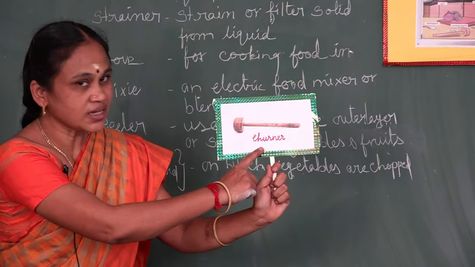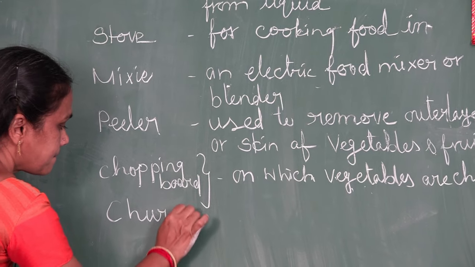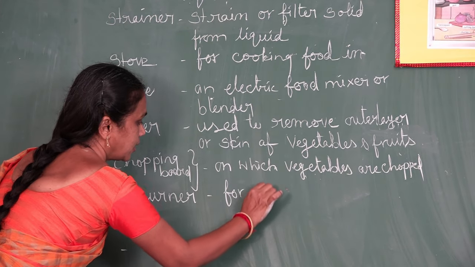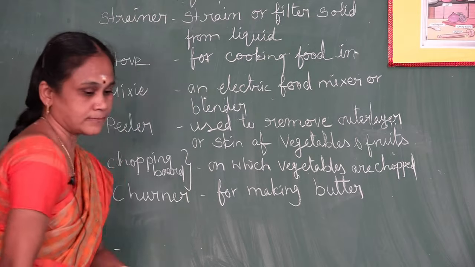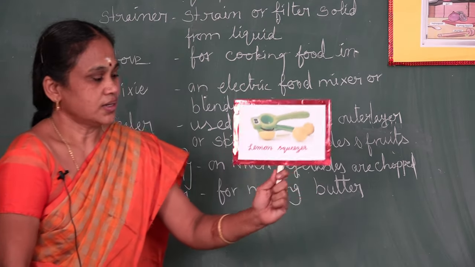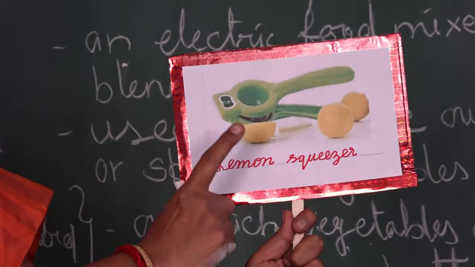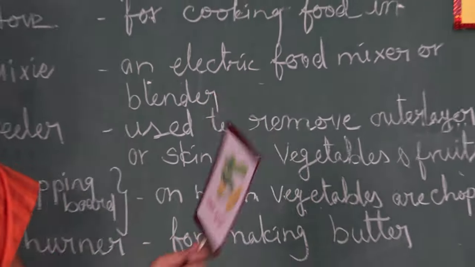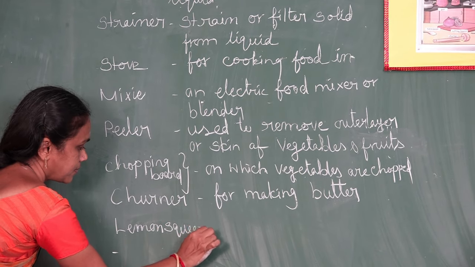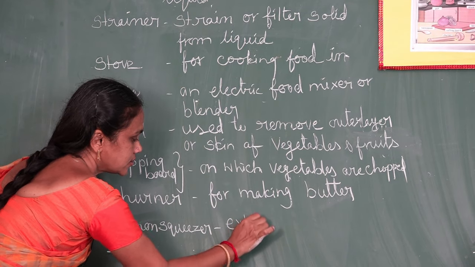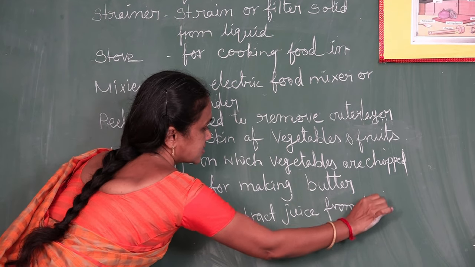Churner for making butter. Lemon squeezer, used for extracting juice from lemons. Extract means take out. Lemon squeezer: extract juice from lemons.